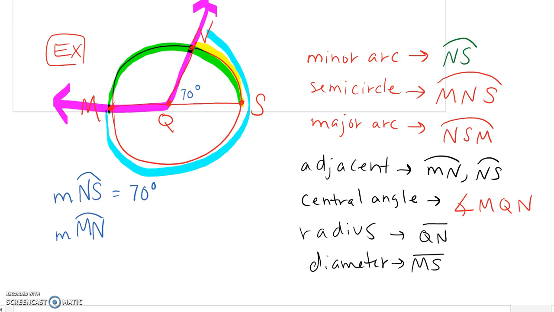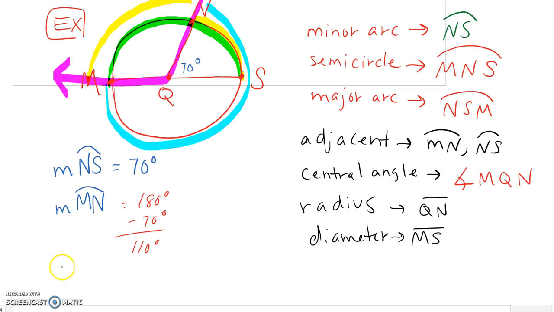When you do that, sorry, I started to make kind of a mess. I don't know the number, so how do I figure it out? Well, we know NS is 70. Then if I go from M to S, it would be 180 because that's half a circle. So it's 180 degrees minus the 70 degrees, which gives me 110 degrees.